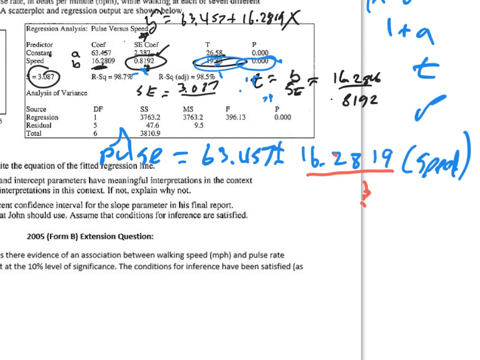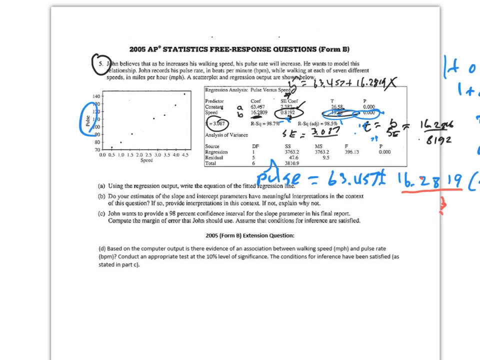Does this interpretation make sense? For every 1 mile per hour I increase my speed, my pulse goes up 16.28 BPM. It makes sense. Look, that's already 2 questions out of 4. You've already passed the AP question. They've already given you 4 points. 2 points, because it's only 4 for the whole problem.